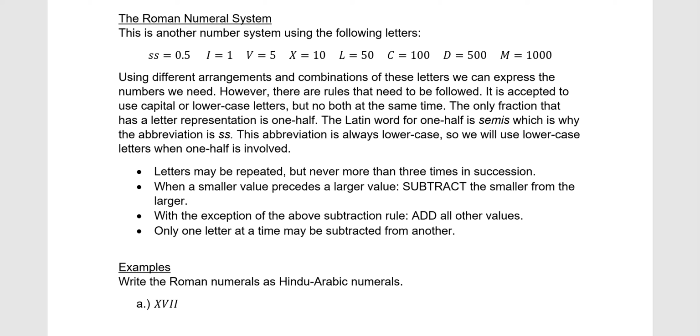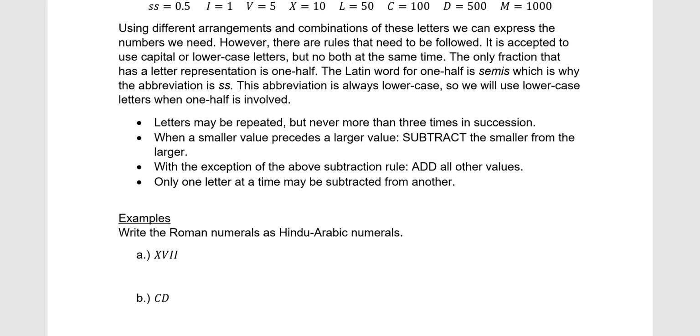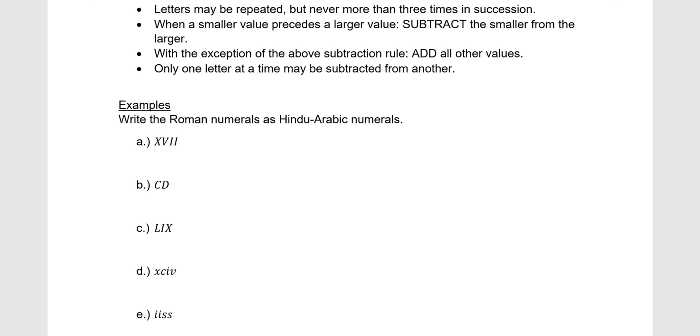So here are some of the rules and how we do this. Starting down here with this first bullet point: letters may be repeated, but never more than 3 times in a row. When a smaller number is in front of a larger number, we subtract the smaller from the greater. And with the exception of the above subtraction rule, we're going to add all of the values together, and only one letter at a time can be subtracted from another. So following these rules, let's do these examples down here.